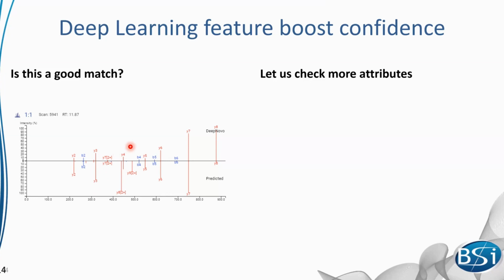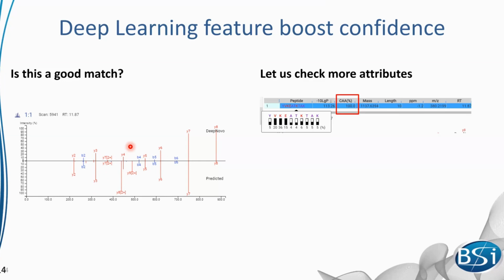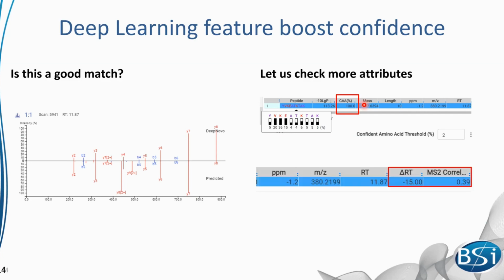So this time, we need more attributes to help us. The first one here is a column we call the CAA, which means the confidence amino acid threshold. We will explain more detail in the next slide. And then we have the first column, the delta RT, and also the MS2 correlation, which is the similarity between the measured spectra and the predicted spectra.